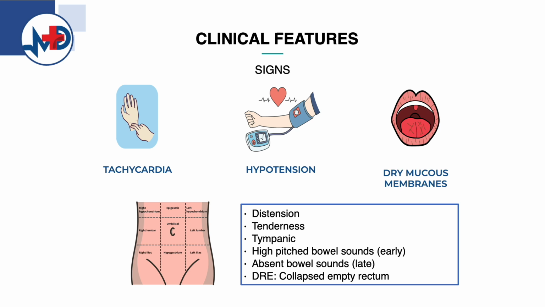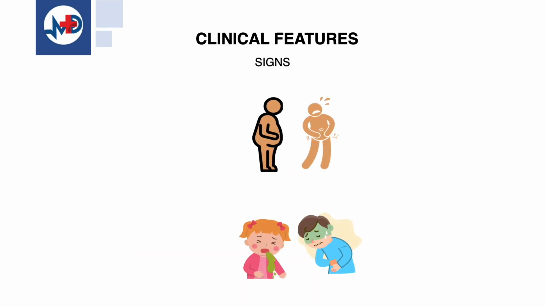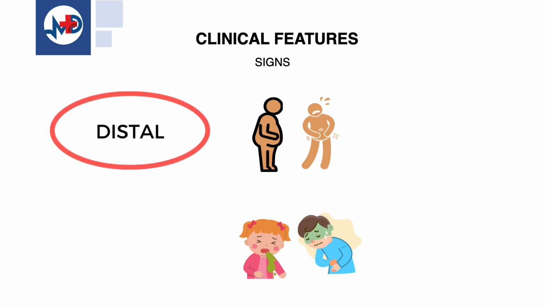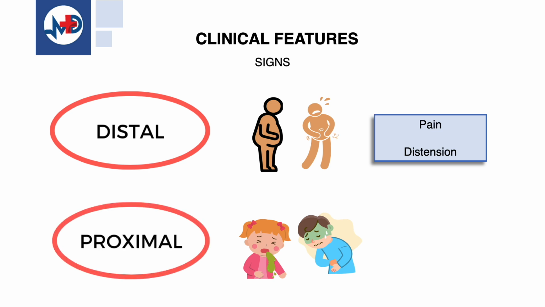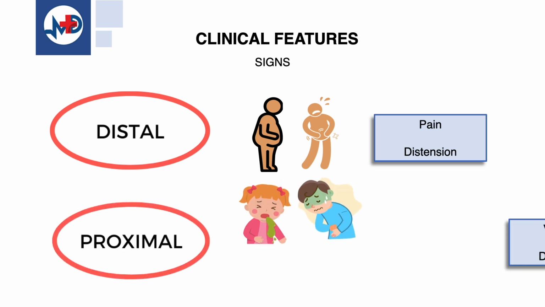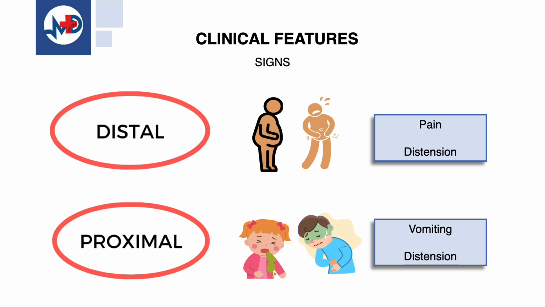On digital rectal examination, there may be collapsed empty rectum, incomplete bowel obstruction, or impacted feces. Do bear in mind that distal obstruction allows for a greater intestinal reservoir with pain and distension more marked than emesis, whereas patients with proximal obstruction may have minimal abdominal distension but marked emesis or vomiting.